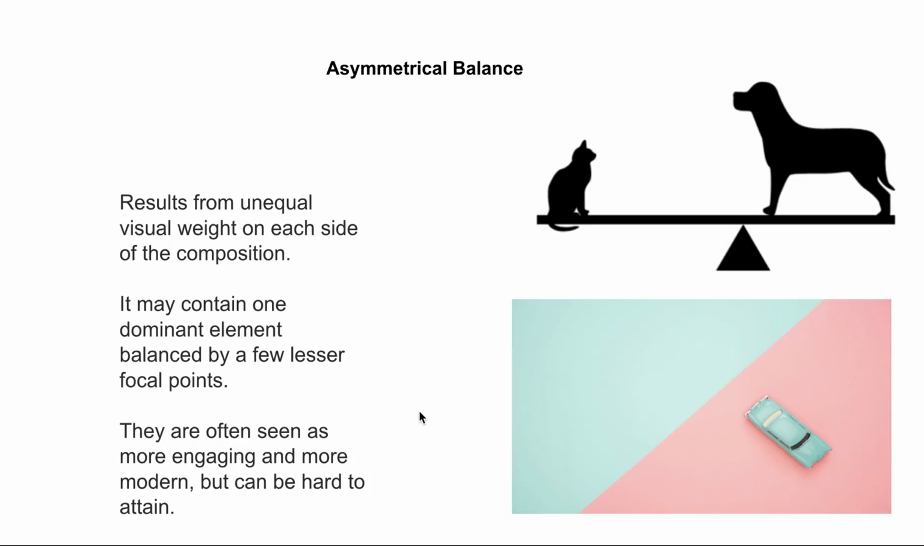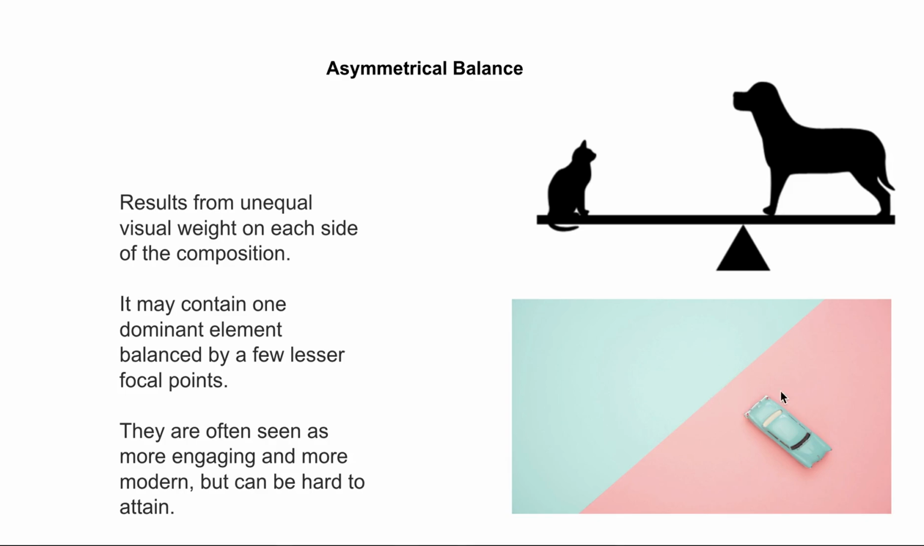Then there's asymmetrical balance. It results from unequal visual weight on each side of the composition. It may contain one dominant element balanced by a few lesser focal points. These are often seen as more engaging and more modern, but can be pretty hard to attain. See how these images aren't really fully even, but they do look pretty aesthetically pleasing.